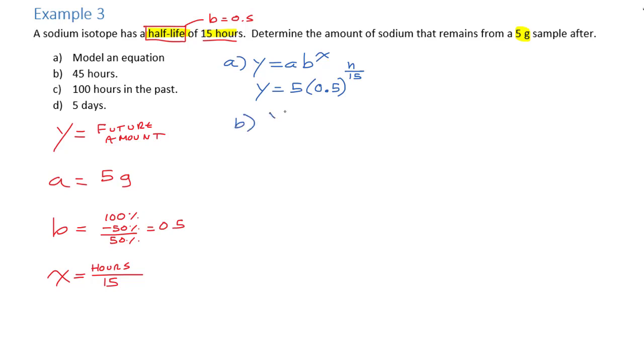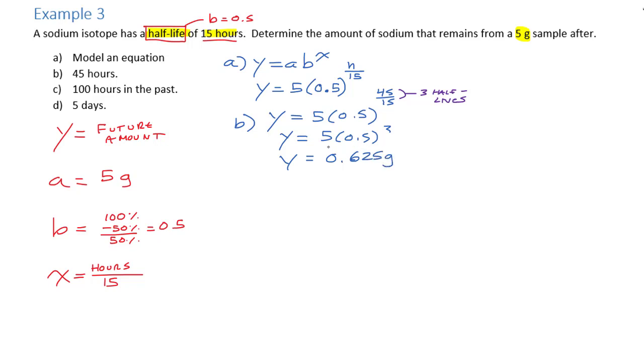So that means in 45 hours we're going to have 3 half-lives. Why? Well, what's 45 divided by 15, right? It's going to give me 3 half-lives. So it's going to happen 3 times. All right, so you end up with, what's 5 times 0.5 to the power of 3? Punch that on your calculator and you get 0.625 grams, which is the same as taking 5 and dividing it in half 3 times, right?